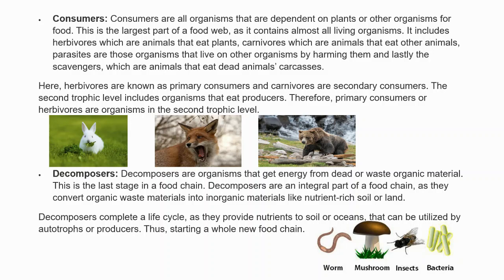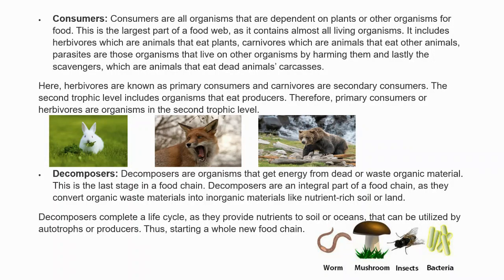Consumers are all organisms that are dependent on plants and other organisms for food. This is the largest part of a food web as it contains almost all living organisms. It includes herbivores, which are animals that eat plants, carnivores, which are animals that eat other animals, parasites, which are organisms that live on other organisms by harming them, and lastly, the scavengers, which are animals that eat dead animals or carcasses.